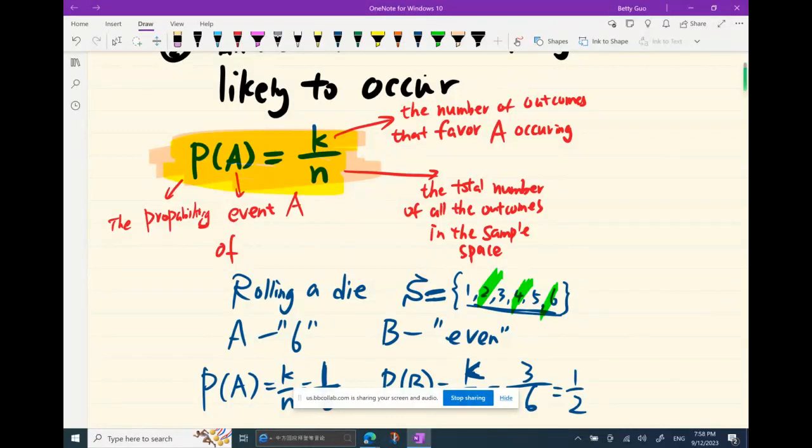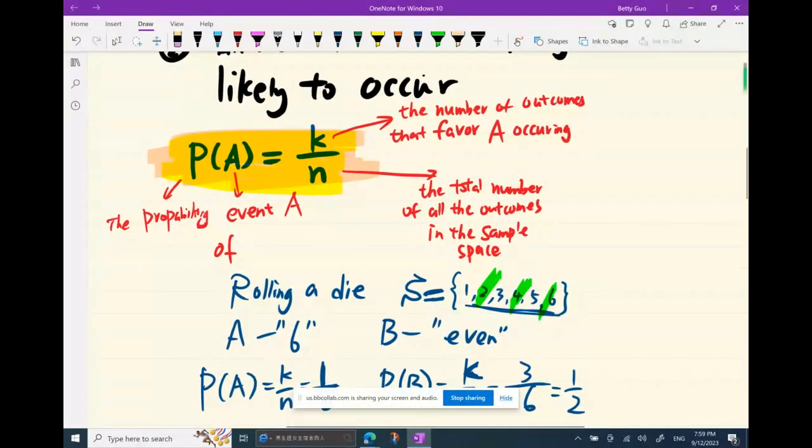Once you have the procedure, you need to identify the sample space. You have to do that anyway because you need to determine if the procedure is classical or not classical, right? In order to do that, you have to look at the sample space. So the sample space is very important. And the numerator is related to the event A. We're going to look at those outcomes in the sample space to figure out how many of them favor event A occurring.